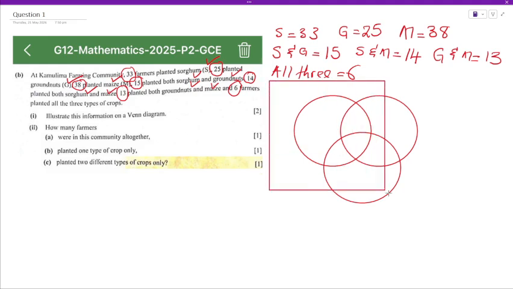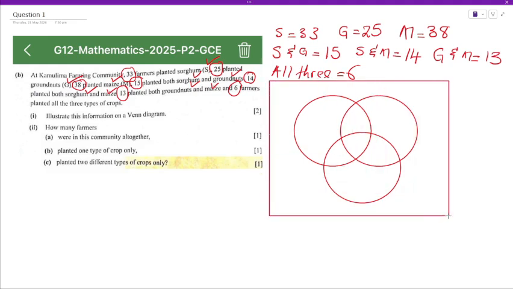Then we bring in our rectangle to enclose the sets. Then we can say this is the universal set. So we have 3 sets. We have maize, we have sorghum, and we also have groundnuts. Remember, we said whenever you start plugging in these values, always start from the center right there. So which values belong here? These are the ones that planted all 3. So we put our 6 here. We're done here.